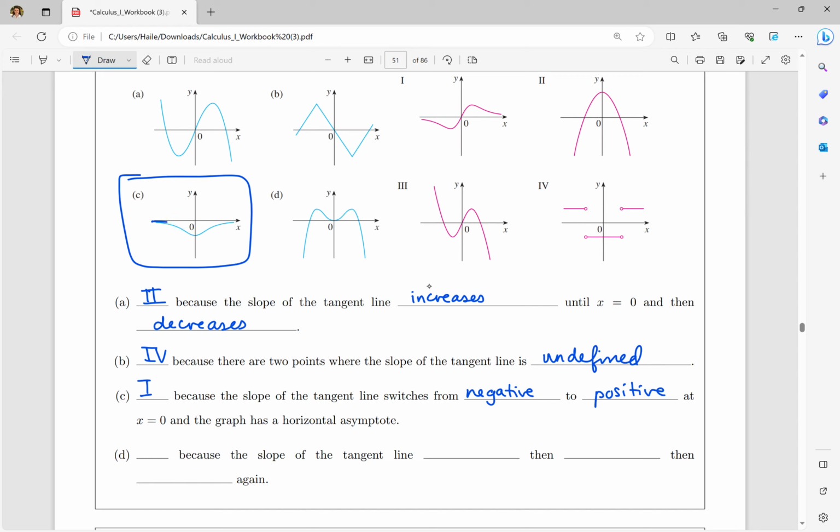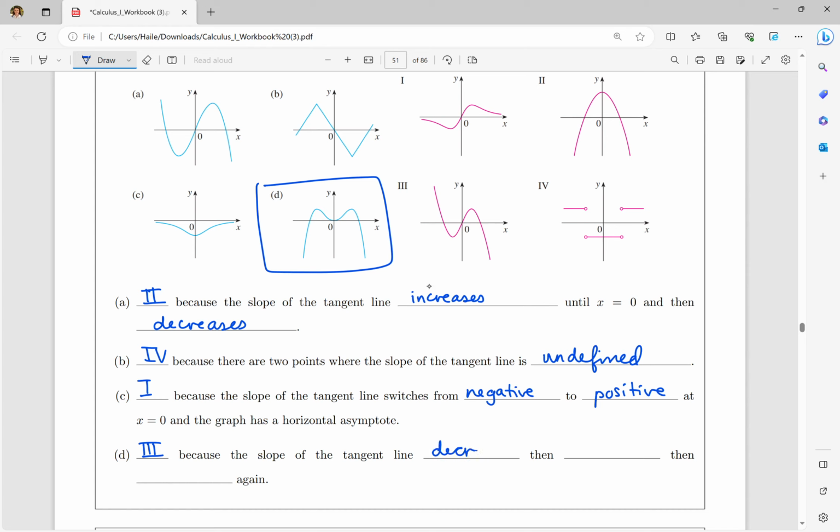Okay, and then finally let's think about part D. So that's this graph. The only one left is number 3, but we can still reason why that should be the answer. Because the slope of the tangent line decreases, then increases, then decreases again. So let's look at our tangent lines to this and kind of think about it.